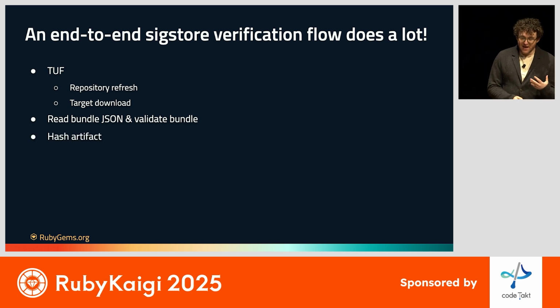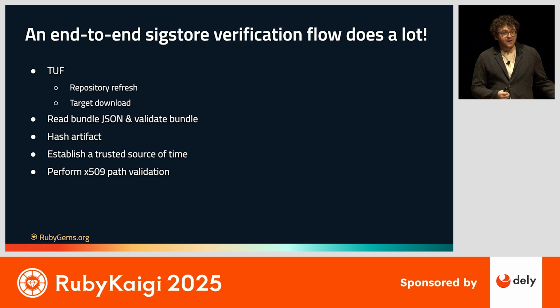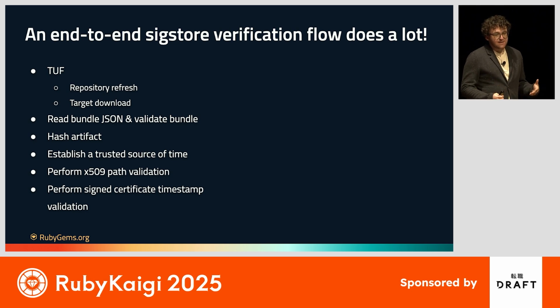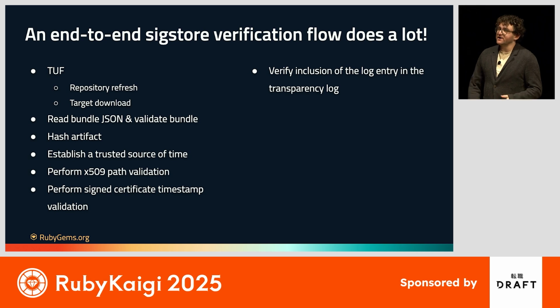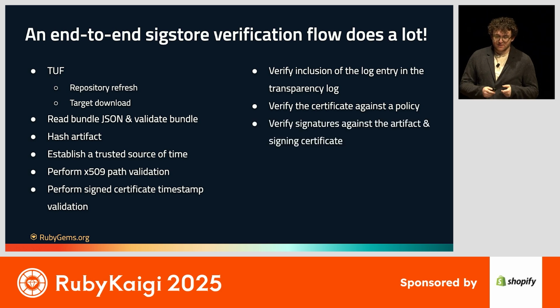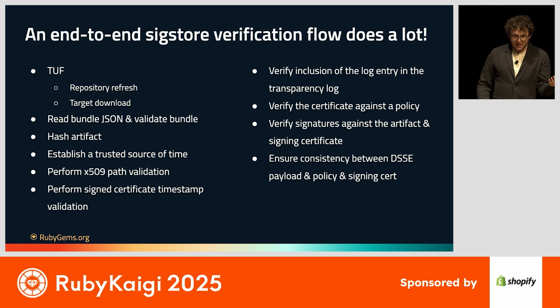We have to be able to cryptographically hash artifacts to match them against the bundle, establish a trusted source of time from the bundle and X509 certificates, perform X509 path validation to make sure that the certificates we're verifying actually come from the root of trust that we're expecting, perform signed certificate timestamp validation against those certificates, verify inclusion of log entries in the transparency log, verify the certificate against a policy that says who's supposed to be able to sign for this artifact, verify that the signatures against the artifact and the signing certificate match, and ensure consistency between what's in the payload of the bundle and the policy for the artifacts that we accept and the signing certificate, and make sure all that matches.